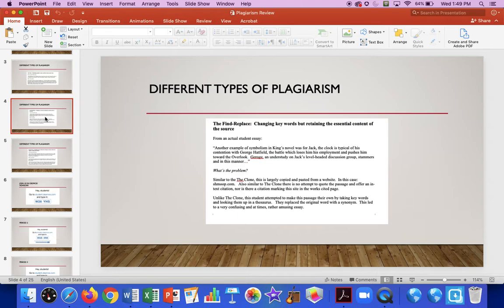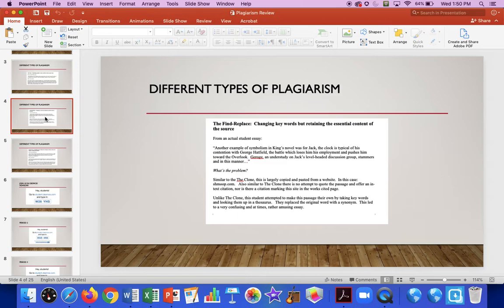This student from many years back had simply taken keywords out and then found a synonym, a word that means the same but is different, and then just plucked it out and put it back into the paragraph without actually paraphrasing. The result kind of comes out sounding like that refrigerator magnet poetry. You know, it makes sense, kind of, but it also kind of doesn't. So, an understudy on Jack's level-headed discussion group should have read a student in Jack's debate club. All right, so understudy is not a very good synonym for student, and level-headed discussion group is not a very good synonym for debate club, right?